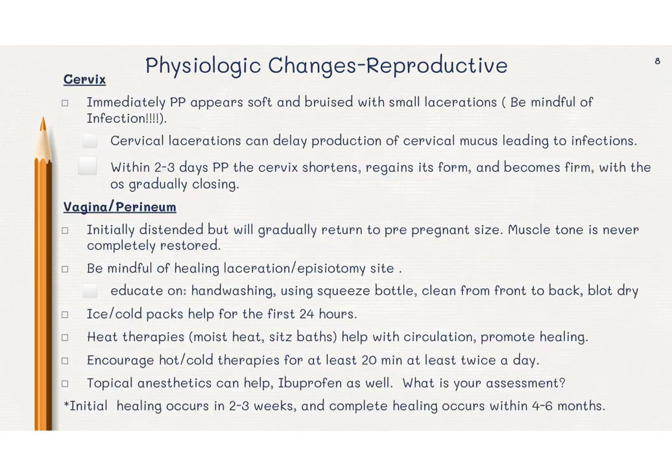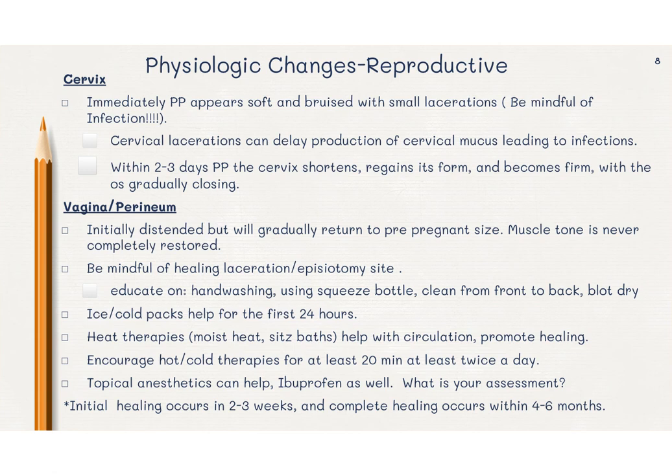Okay, moving on to the cervix. We've covered what the uterus does. Now let's talk about the cervix. Now remember, what we're talking about here is somebody who's had a vaginal delivery. Somebody who's had a C-section, clearly there's no cervical or vaginal or perineal involvement. So the cervix, let's talk about that.